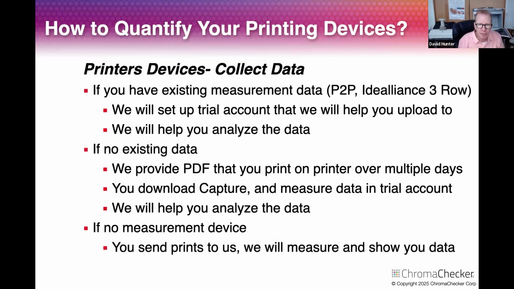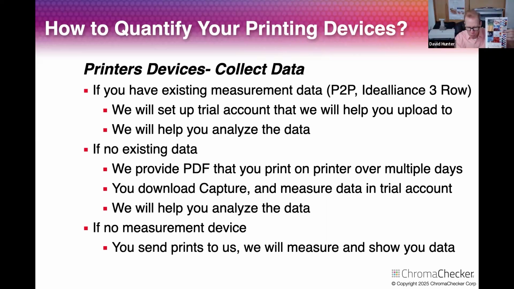If you have previous measurement data, so if you've already done P2P targets or the Idea Alliance 3-row target for proofers, if you've already got the measurement data in your hands, work with us. We'll set up a trial account for you so you can upload the data that you've already collected and help you analyze how consistent the press was through the run, between runs, between presses, all this type of thing. If you don't have any existing data, we'll give you a PDF that you can print on your printers over time and then measure the target.